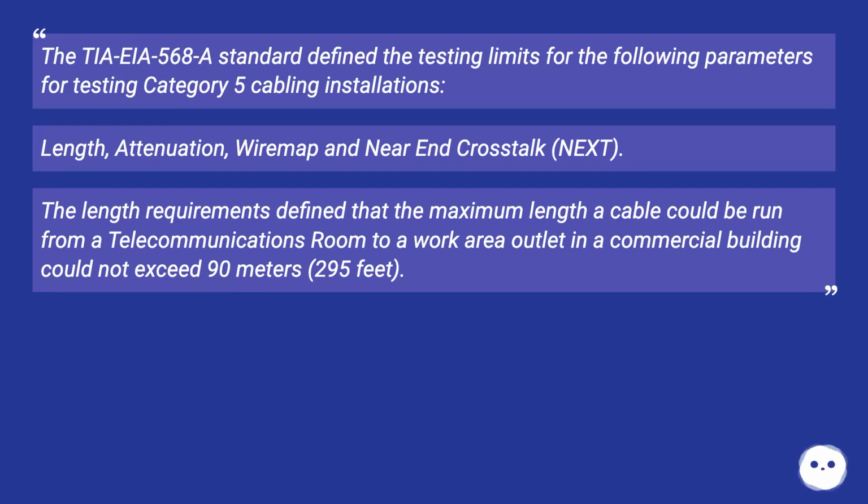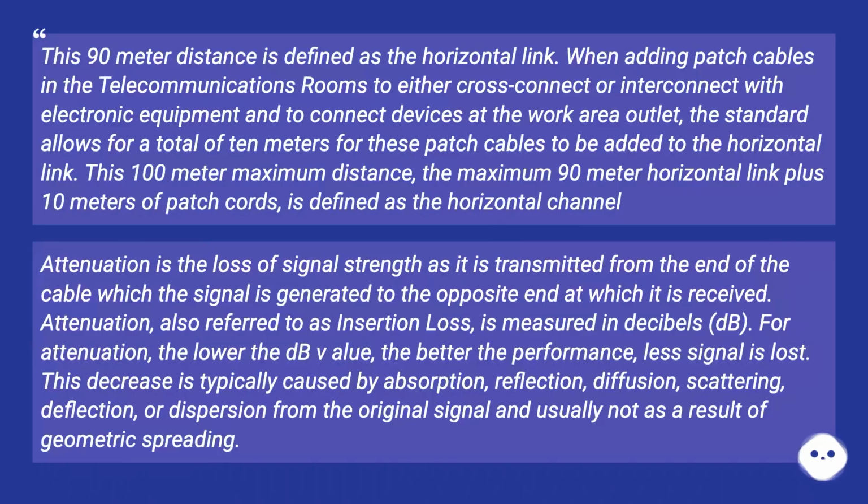Next. The length requirements defined that the maximum length a cable could be run from a telecommunications room to a work area outlet in a commercial building could not exceed 90 meters, 295 feet. This 90-meter distance is defined as the horizontal link. When adding patch cables in the telecommunications rooms to either cross-connect or interconnect with electronic equipment and to connect devices at the work area outlet, the standard allows for a total of 10 meters for these patch cables to be added to the horizontal link. This 100-meter maximum distance, the maximum 90-meter horizontal link plus 10 meters of patch cords, is defined as the horizontal channel.